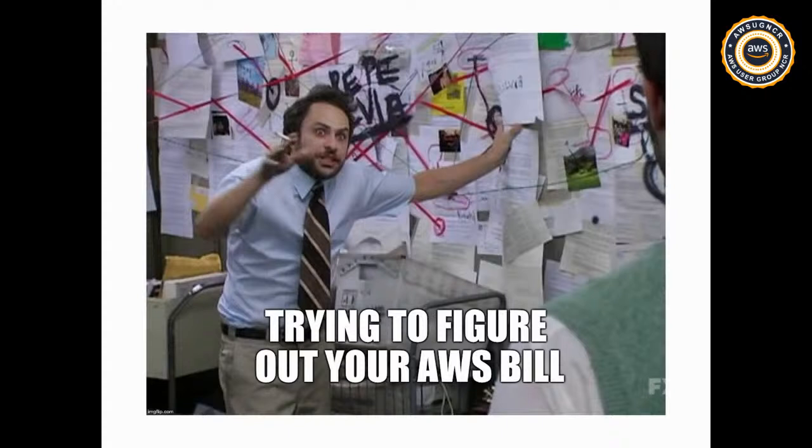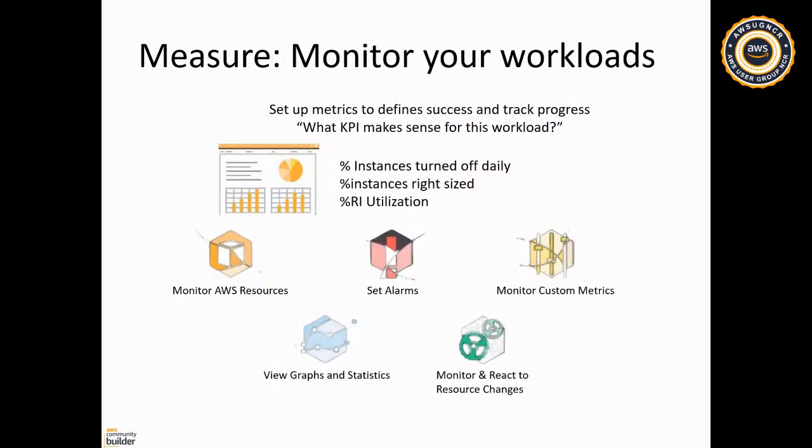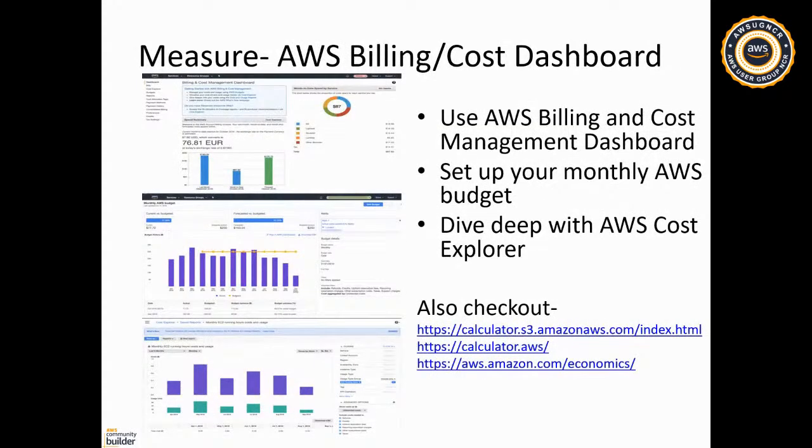We can get that information from the AWS web. We will see it now. So how are we going to monitor our workloads? We can set up various metrics and track our progress accordingly, and we can use the AWS Billing Dashboard for that. I will quickly show you how the AWS Billing Dashboard looks. Just give me a moment.